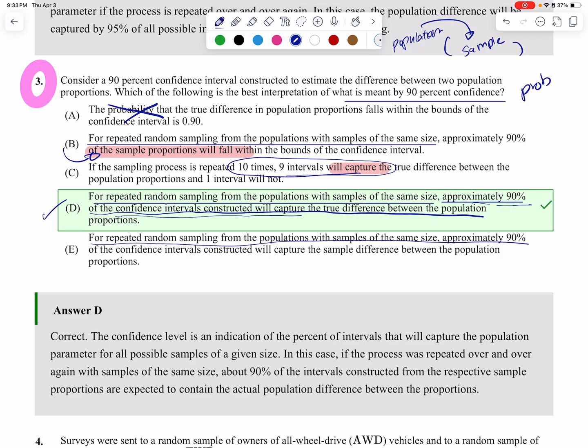This one here is the same so far, the confidence interval will capture, and then this is the problem for this one. Will capture what? The sample. So it's not capturing the sample, it's capturing the population. So make sure you see that.